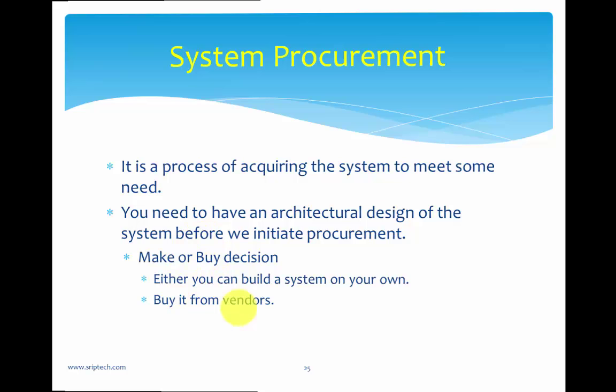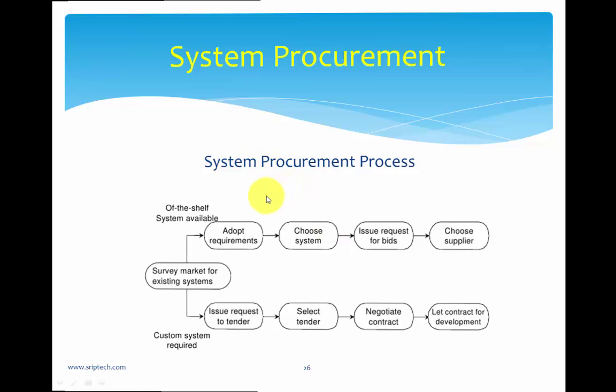Now whichever you want to do, you need to have an architectural design, the design of that particular system. So there is a separate process involved here, called the system procurement process. This system procurement process has two stages. One is you survey the market for existing systems. You have a requirement, you want to buy a system. You survey the market and find out whether any systems are available as of now. If they are already available, then check whether the requirements of the available systems match your requirements. Choose the system, and finally choose the supplier, pay the money and get the system.